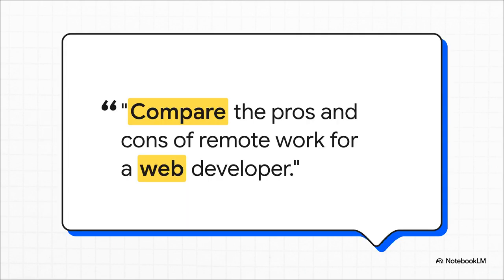Just look at how powerful a single verb is. If you just type "remote work pros and cons," who knows what you'll get back? It's a total gamble. But when you command it to "compare the pros and cons, specifically for a web developer," you've given it a super precise task. The response you get back is instantly more focused, more relevant, and just better.